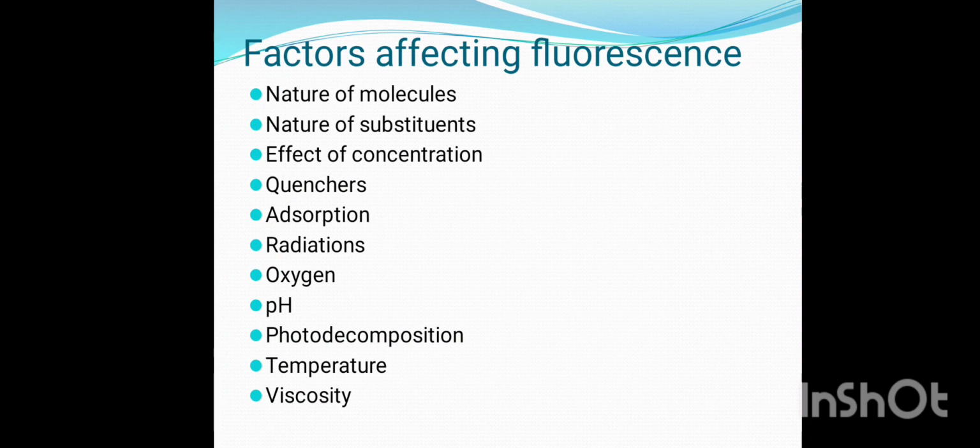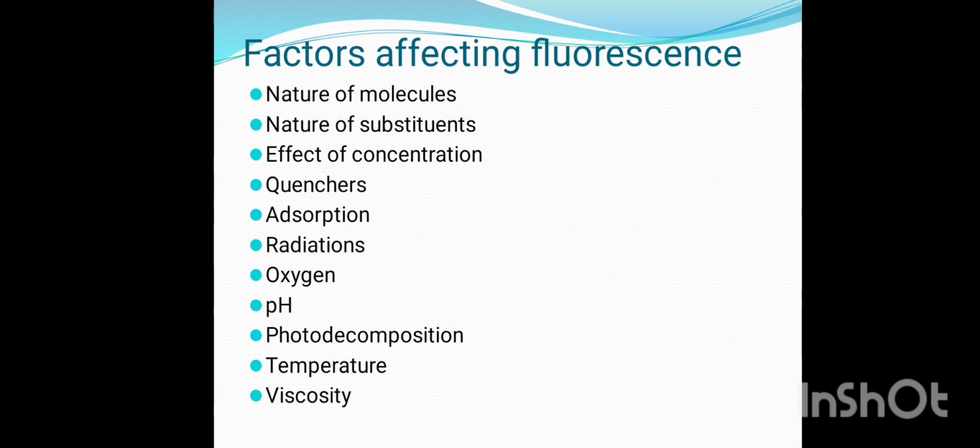What are the factors affecting the fluorescence? The nature of molecules, like whether an electron-negative or electron-positive group is attached to that molecule, may affect the fluorescence property. The nature of the substituents: what type of substituents, what type of neighboring atom is connected to that main molecule. So the factors affecting the fluorescence are nature of molecules, nature of substituents, effect of concentration, quenchers, adsorption, radiation, oxygen, pH, and so on.